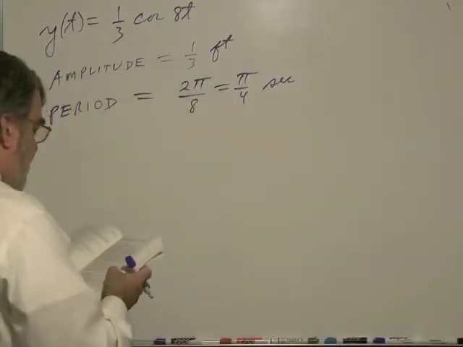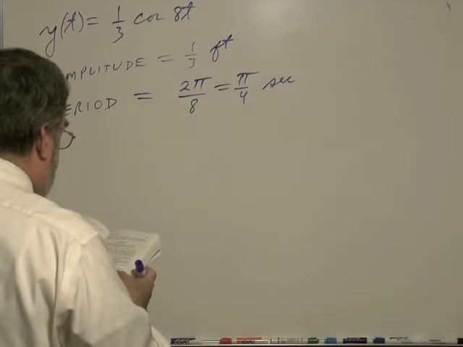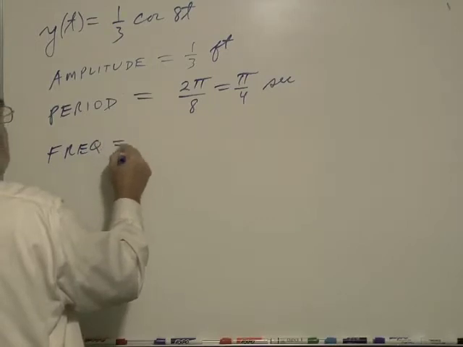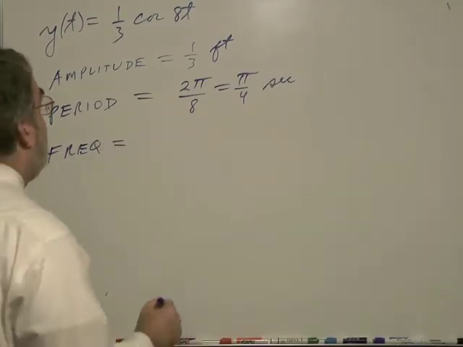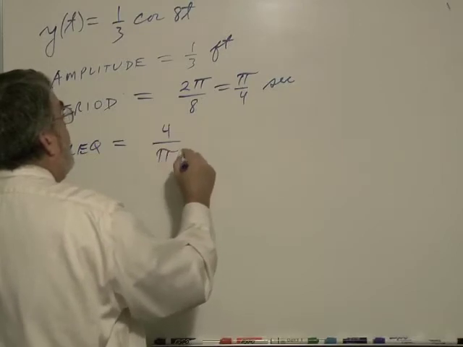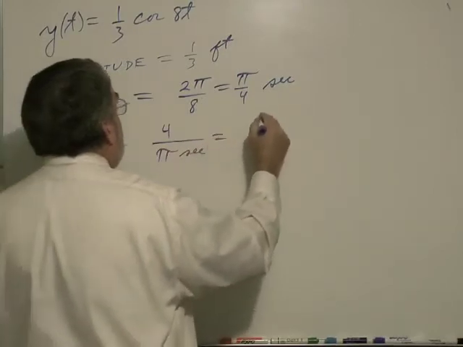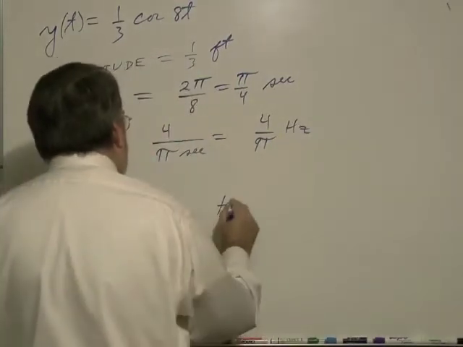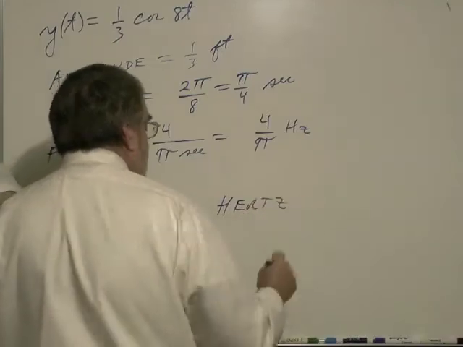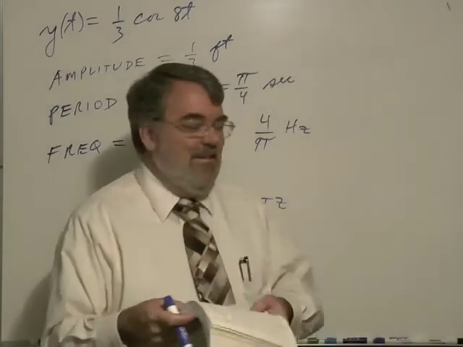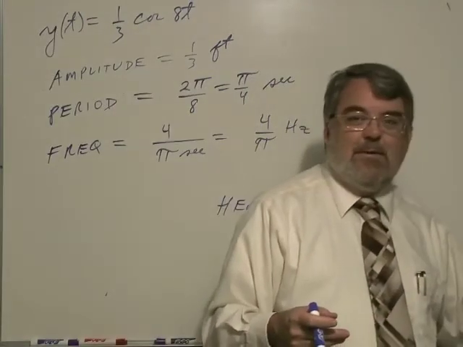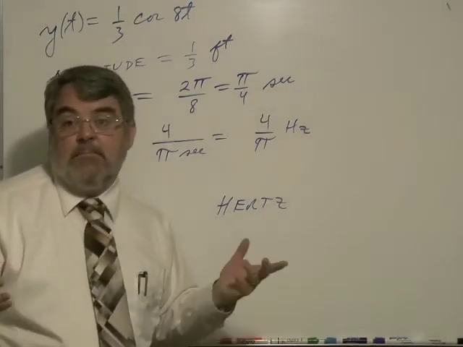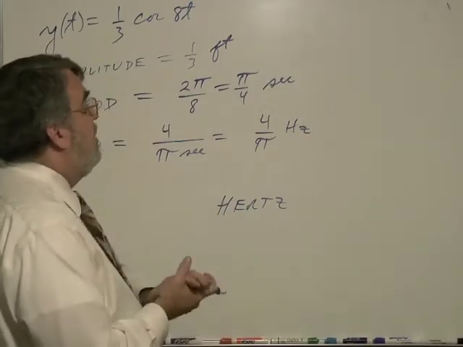They also want the frequency, which I think the frequency is a lot more interesting than the period. But the frequency literally is 1 divided by period. So it's 4 over pi seconds, which is 4 over pi hertz. So hertz, named after a 19th century physicist, not the Hertz rent-a-car guys. Hertz studied sound and wave patterns and things like that.